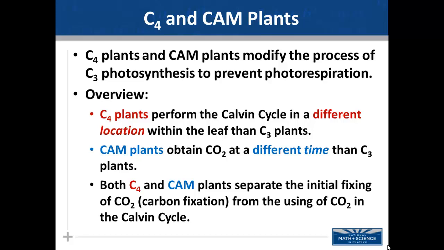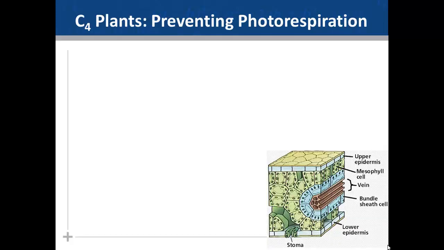They both use an enzyme other than rubisco. They use an enzyme called PEP carboxylase. PEP carboxylase is able to fix carbon dioxide even though there can be a relatively high concentration of oxygen. So it shows a greater affinity for carbon dioxide than it does for oxygen. Okay, so let's go through this.